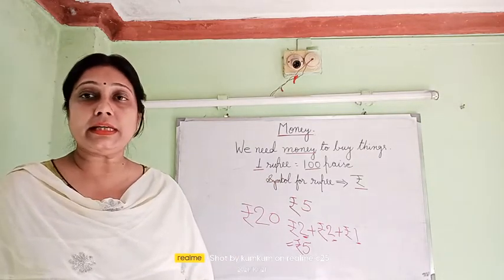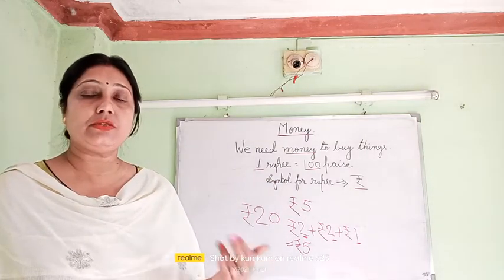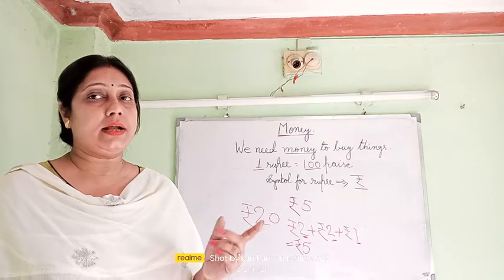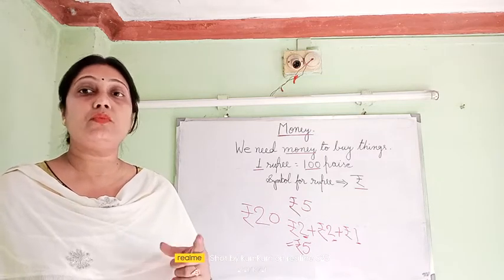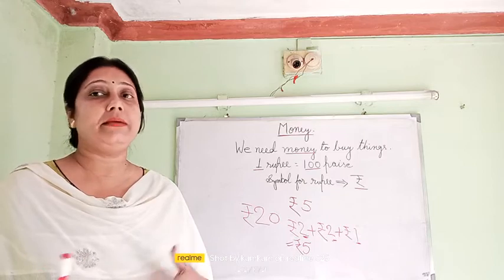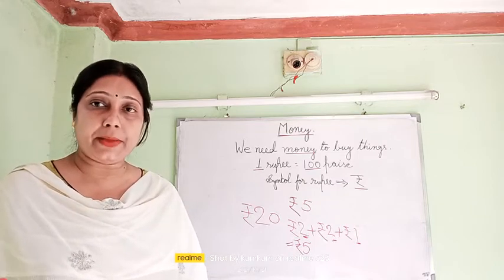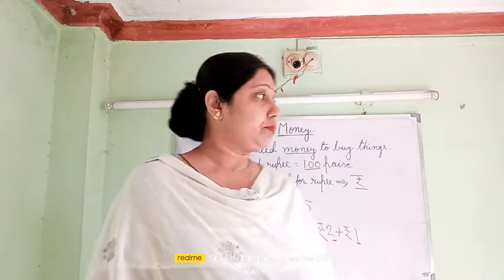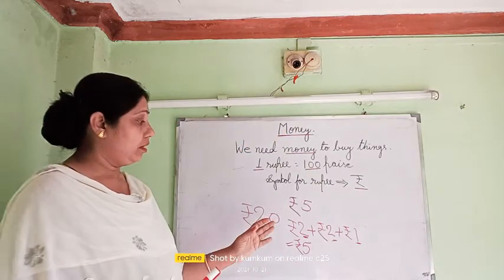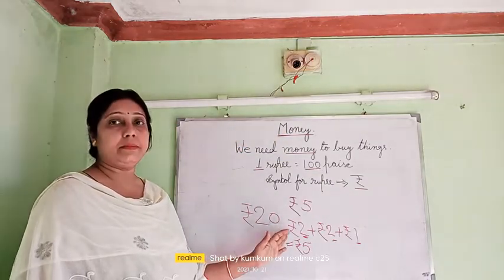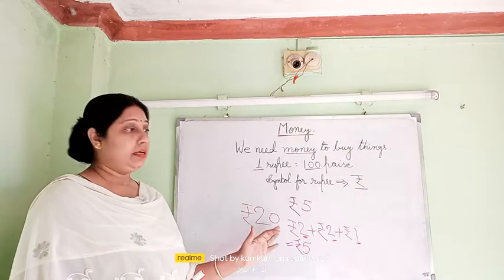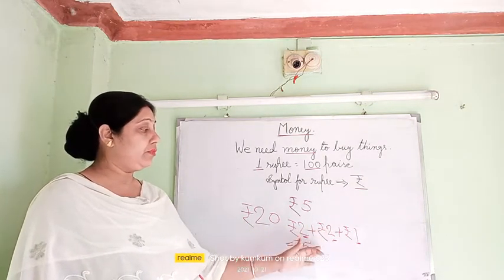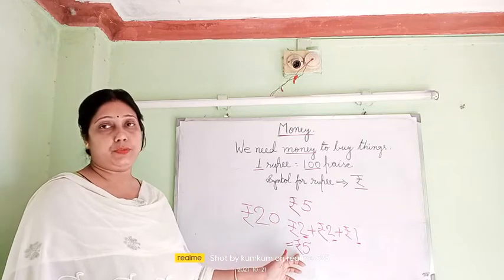Suppose you are taking 200 paise, it means 2 rupees. So 100 paise means 1 rupee, 200 paise means 2 rupees, 300 paise means 3 rupees. This type of addition will come. So you have to learn simple addition, and in front of the digit you have to put the rupees sign.